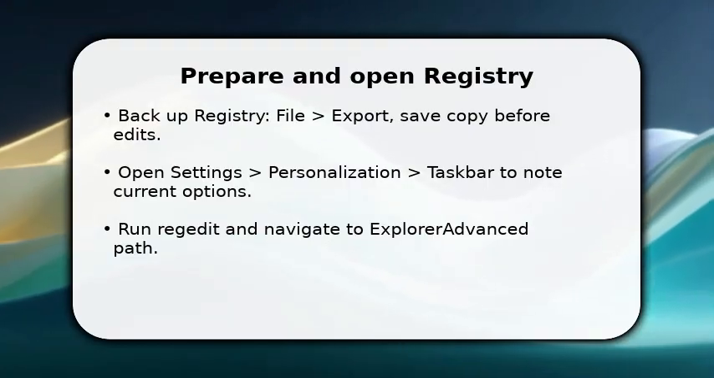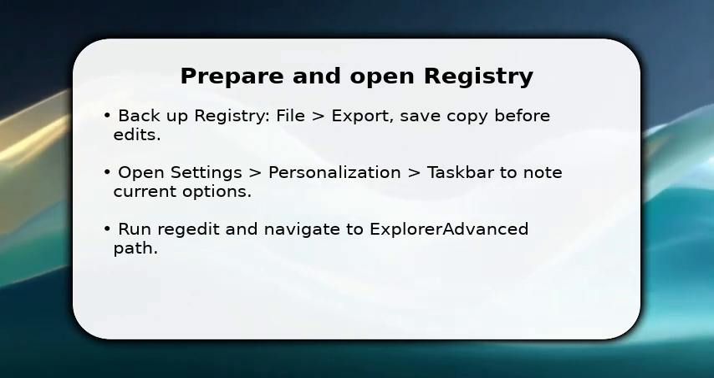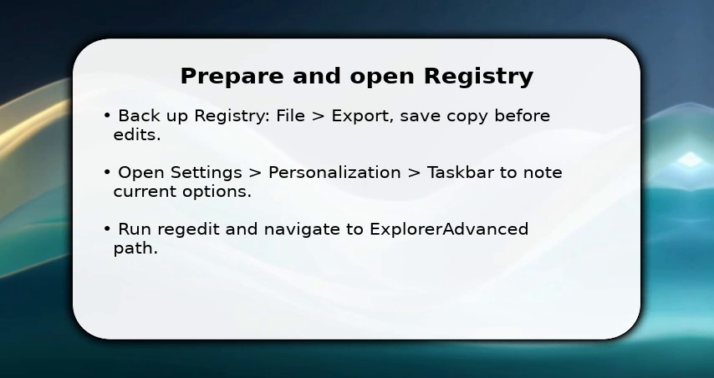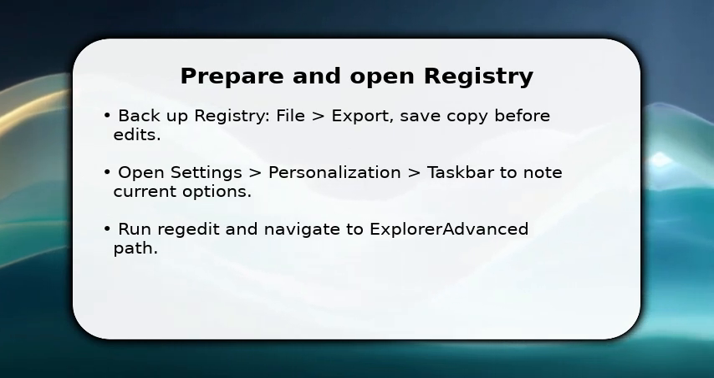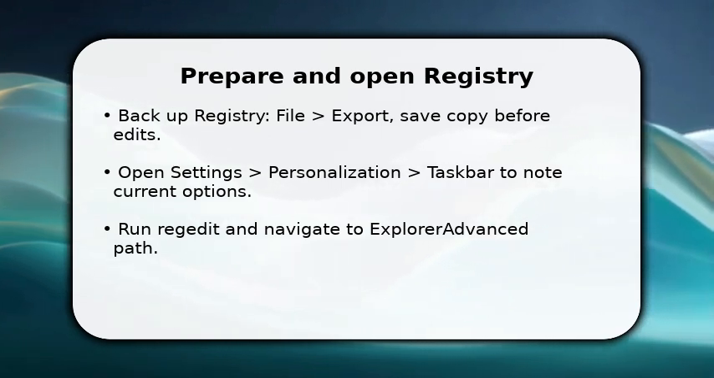You'll start by protecting your system and opening the right tools. First, back up the registry so you can undo changes. Once done, open Settings, Personalization, Taskbar and note current behavior. This keeps you aware of defaults.